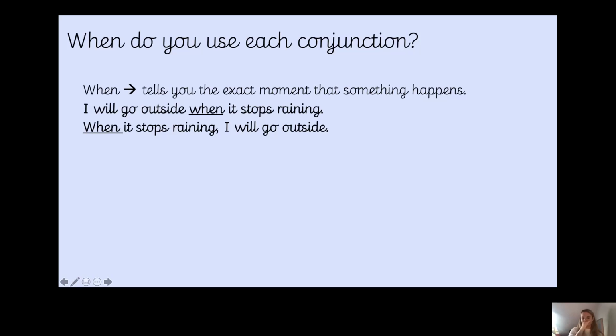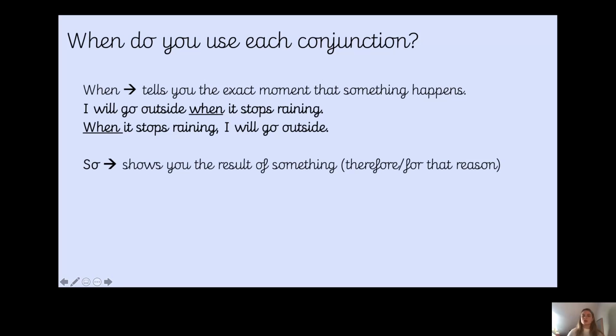Now you can see here I've got 2 versions of the sentence. I've got when in the middle of our sentence, and I've also got when at the beginning of our sentence in the second one. So when it stops raining, I will go outside. And you can see after our subordinate clause, when it stops raining, we've got a comma. You always need to remember that if you're putting your subordinating conjunction at the beginning of your sentence. Okay, we've learned about commas, so you should all know what one of those is, and that's what we need after our subordinate clause. Okay, so that's when, tells you the exact moment that something happens.